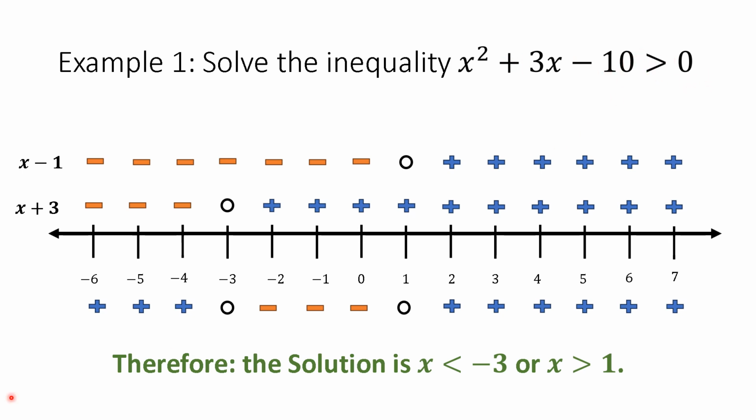Now, as you can see, all the numbers going to the left of negative 3 are answers. So it should be x is less than negative 3, starting from an integer of negative 4 going down. Next, looking here, it's positive. So it would be x is greater than 1 from our parameter. Therefore, the solution is x is less than negative 3 or x is greater than 1.